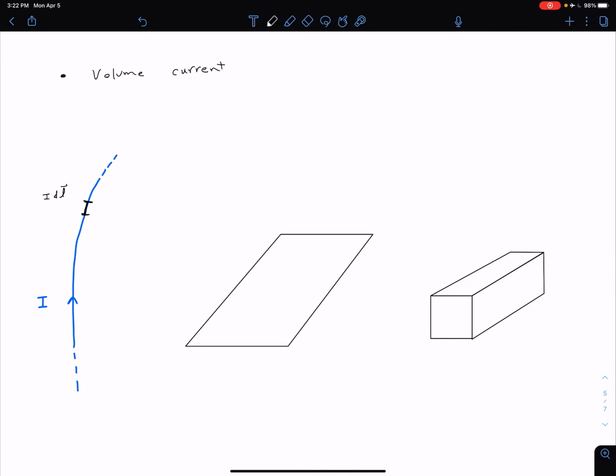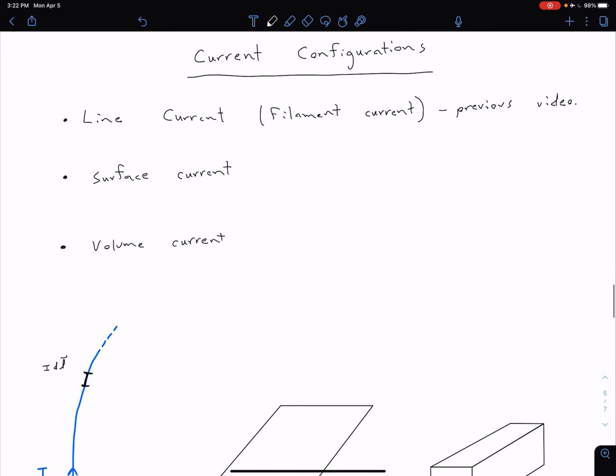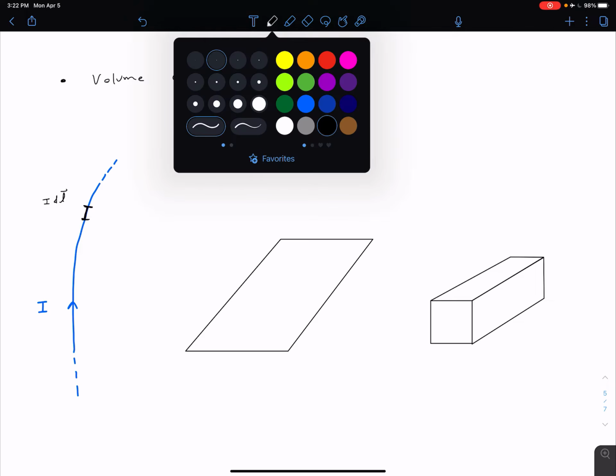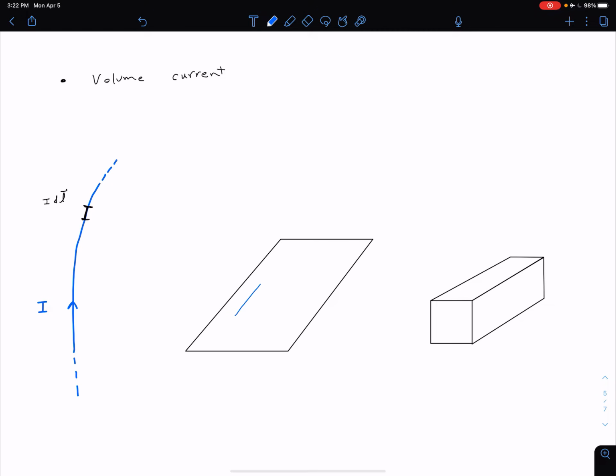This had some differential current, which was I dl. We also have two other types of configurations that we can talk about. The first is our surface current, which is going to have some surface current density, given by capital K, which is a vector quantity, and dimensionally our K is going to be equal to amps per meter. In this middle representation, this is sort of like a plane, a sheet, which is going to have some current in it. Maybe our current K is going to be in this direction. Again, K is that current density on that surface.